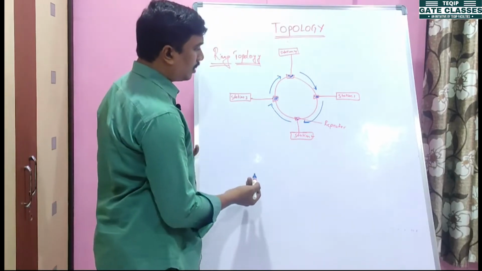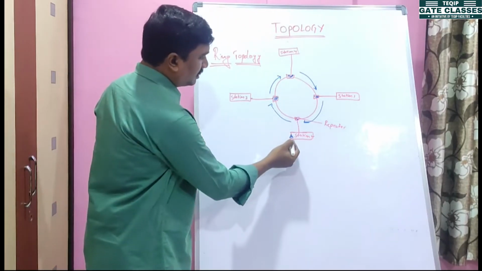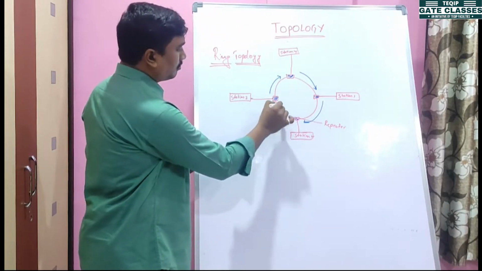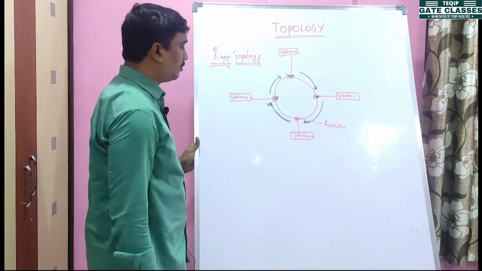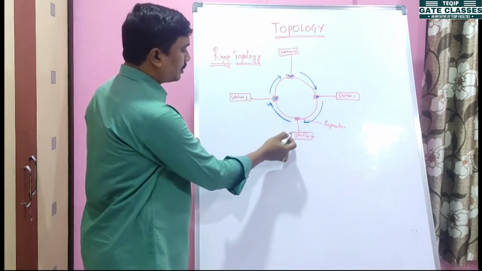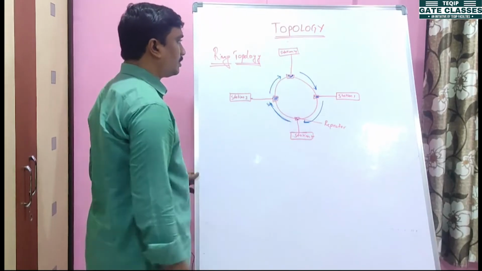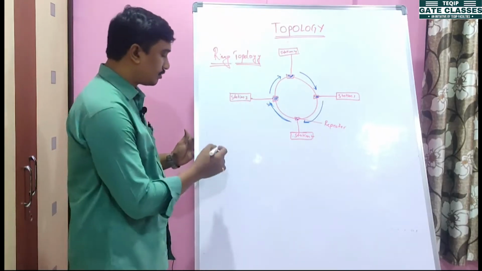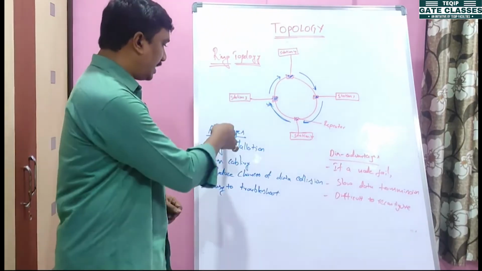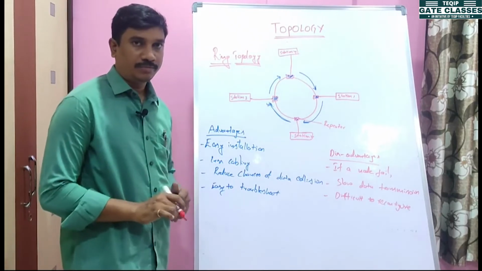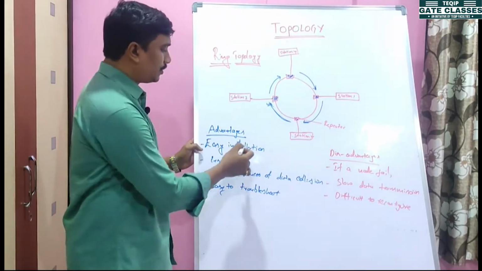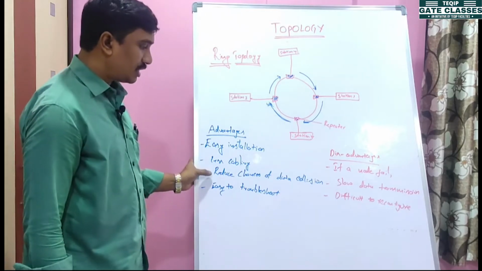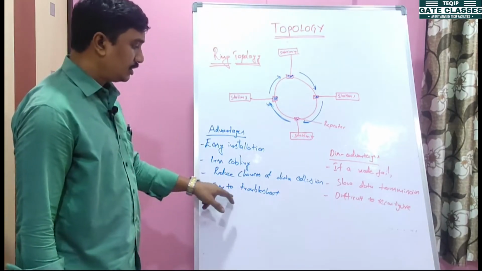So here system 2 is connected to system 3, and the data is simply sent to it. The packets move from station 2 to station 3. Likewise. So what are the advantages of ring topology? We are coming to the advantages of ring topology. The first ones are easy installation, less cabling, reduced chances of data collision, and easy troubleshooting.